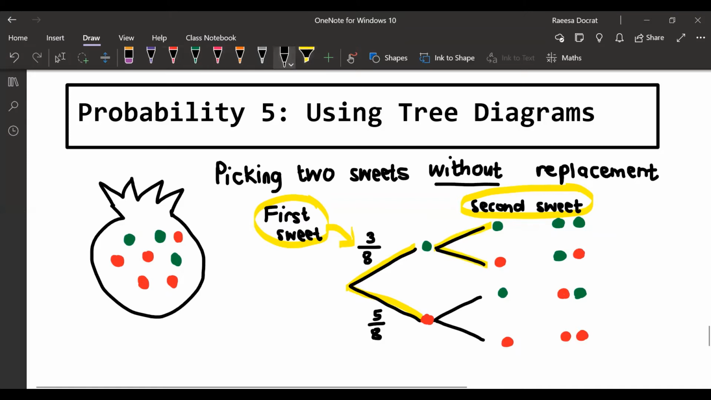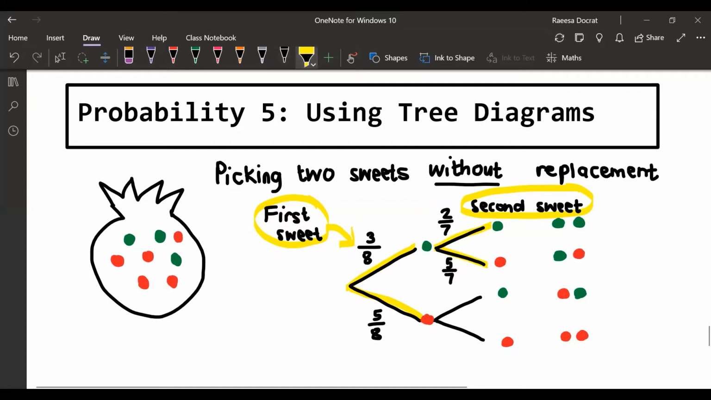What is the probability of picking a green sweet? Well, now there are 2 green sweets left because we've picked out 1. So there's 2 options to pick out, and instead of the total being 8, the total is now 7 because there's 1 less sweet. The probability of you picking a red sweet, there's still the same number of red sweets because we did not pick a red sweet, we picked a green sweet, so 5 over 7. So please take note, how does the first event affect the second event?